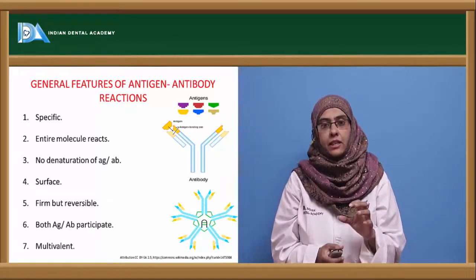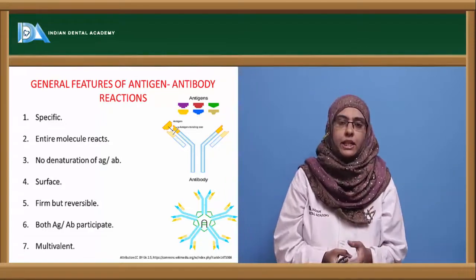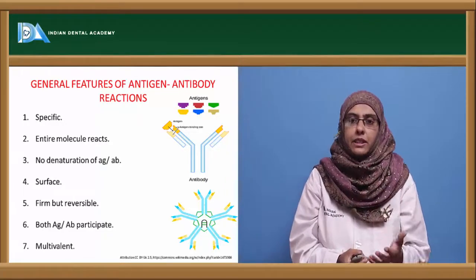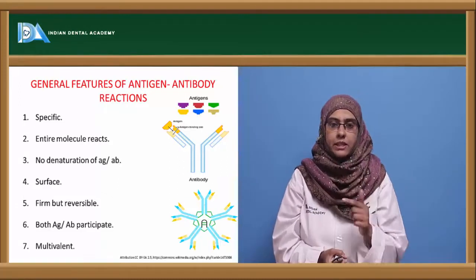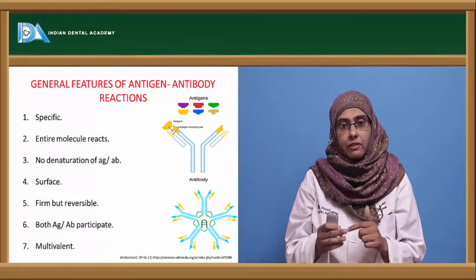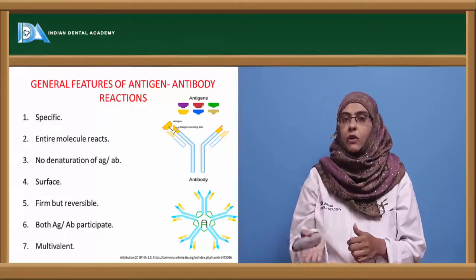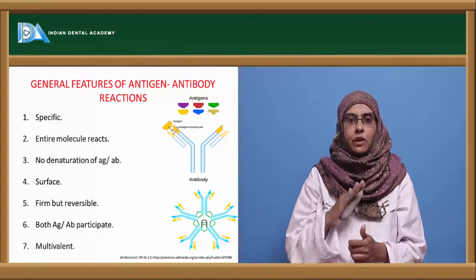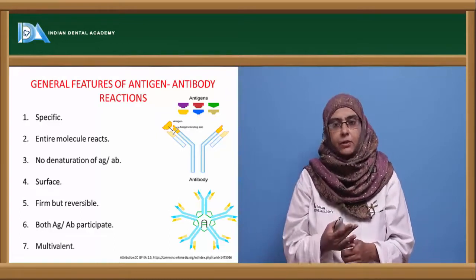Next is that the interaction is on the surface. Antigen usually carries these antigenic determinant sites mostly on the surface, and the antibodies are produced against the surface antigen. And in vivo, these antibodies are said to be protective in nature because they interact with the antigen, and they will not allow the antigen to cause the infection by eliciting the immune response.